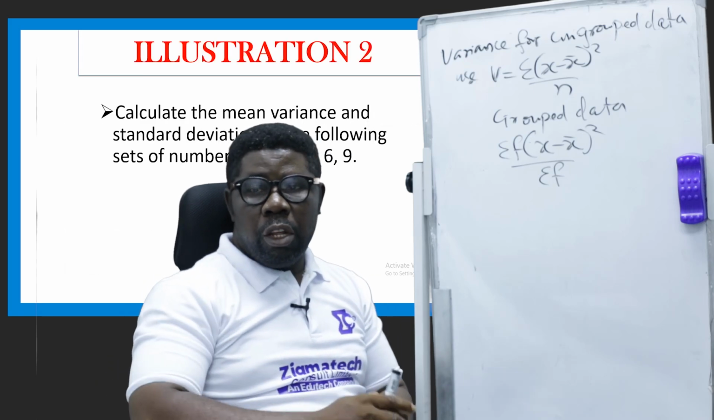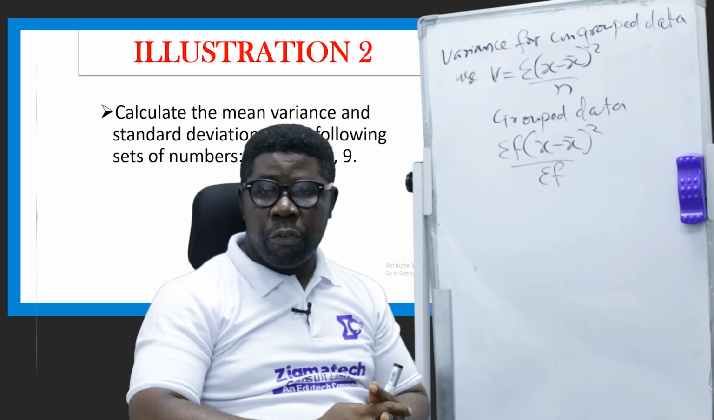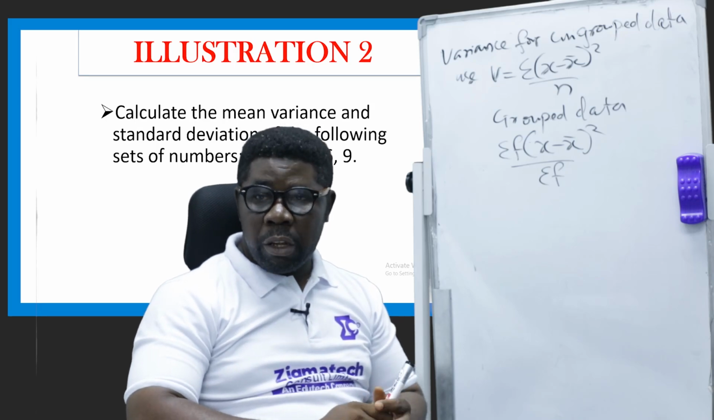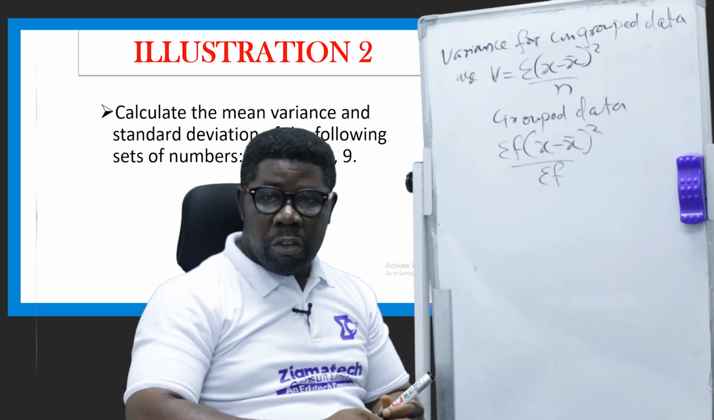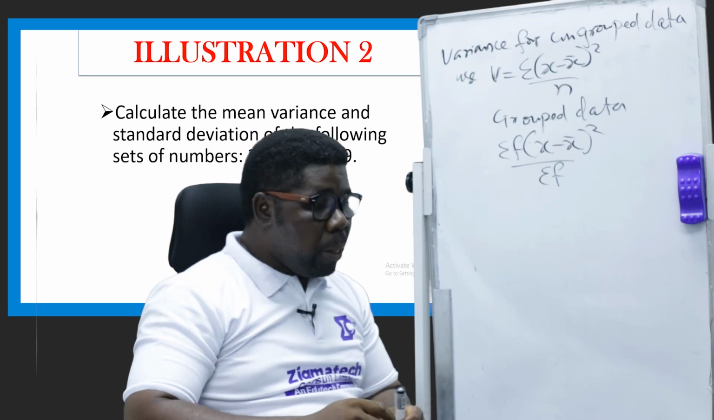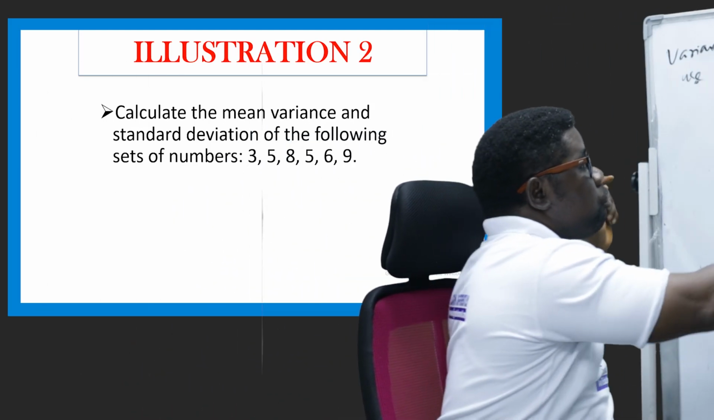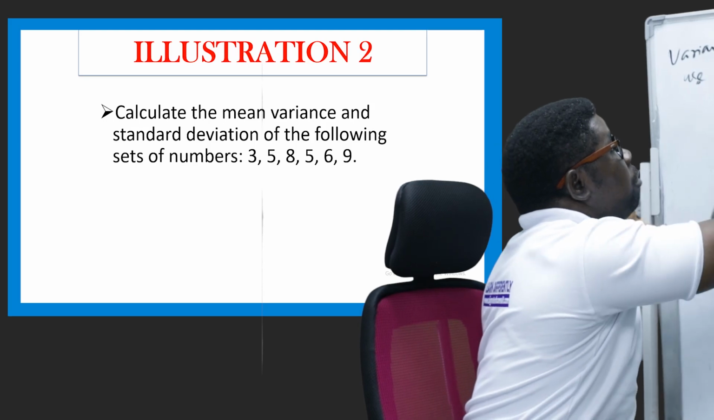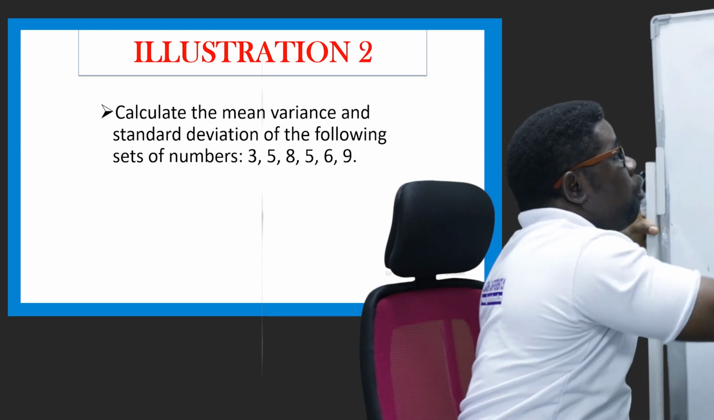This expression here is for ungrouped data, so we can quickly solve this one, and it's easy to run by. So take a pen and paper and let's work on this quickly. We already have our formulas taken down, and we want to solve for variance for ungrouped data.